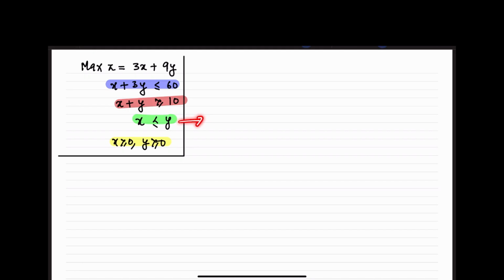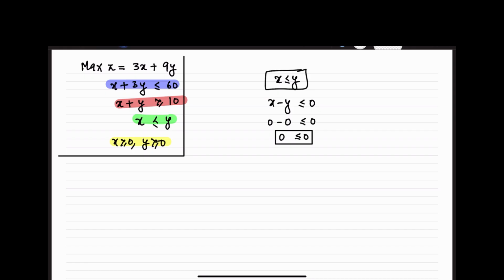See, in this constraint, it says x is less than or equal to y, or x minus y is at most 0. Now in this constraint, if we put 0 comma 0, so x is 0, y is 0, you get 0 less than or equal to 0. But this is not telling you exactly which side you should be for this constraint. So for these types of inequalities, what you need to do is analyze the nature.